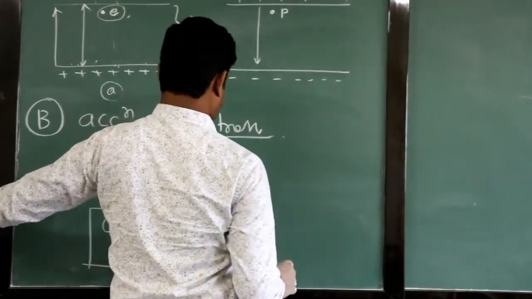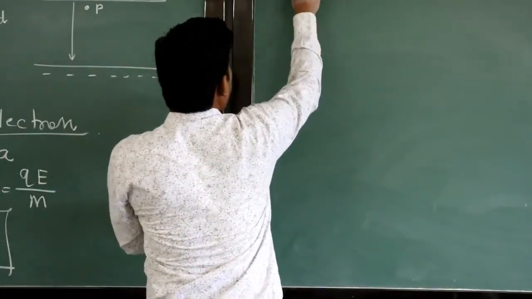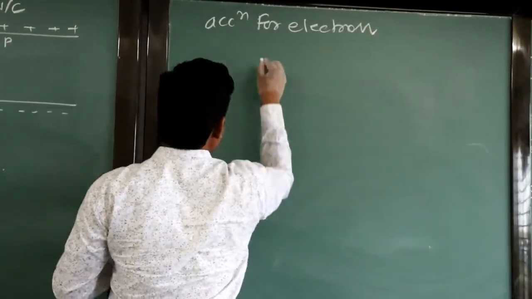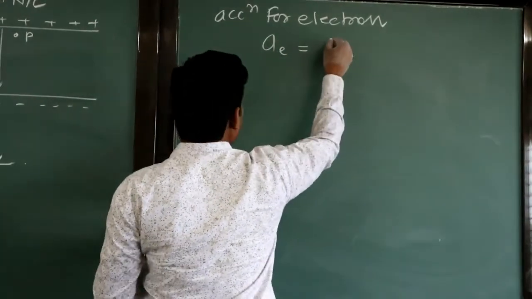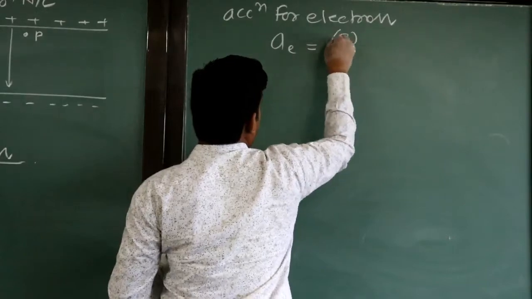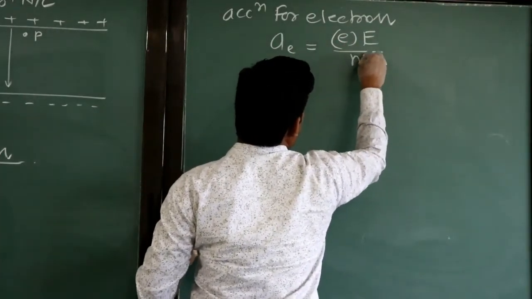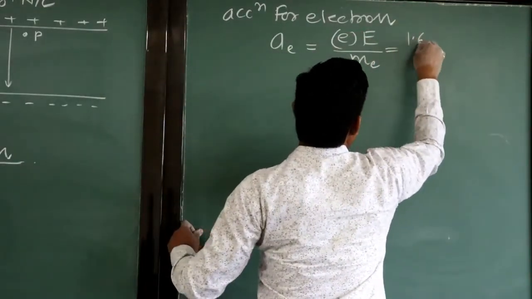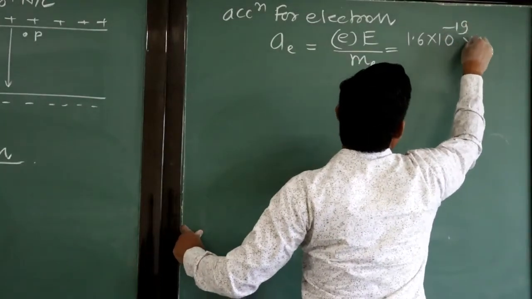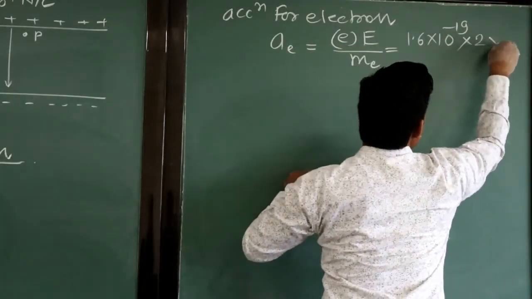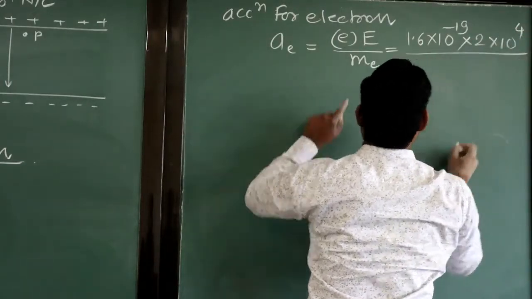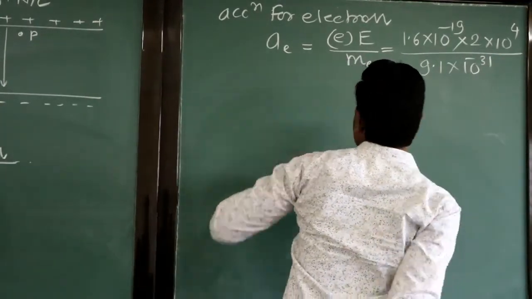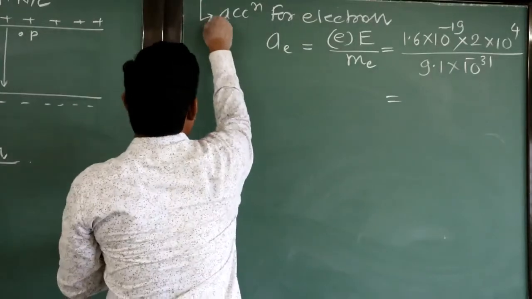Now the acceleration for the electron. So ae equals, instead of q we write e, the charge of the electron, times E, divided by the mass of the electron. Putting in the values: e is 1.6 × 10^-19, the electric field is given as 2 × 10^4, and the mass of the electron is 9.1 × 10^-31. Calculate your answer.